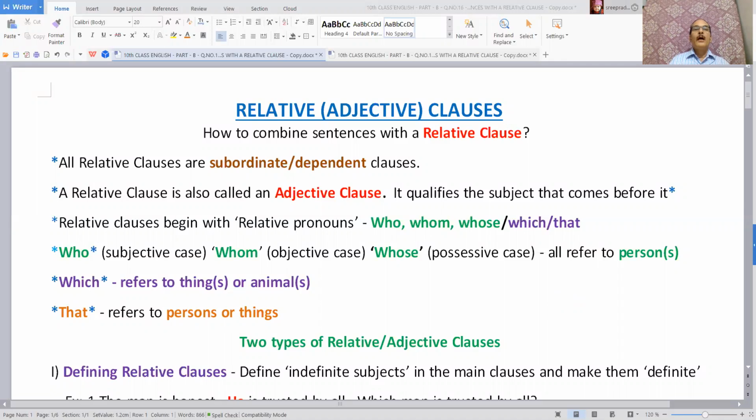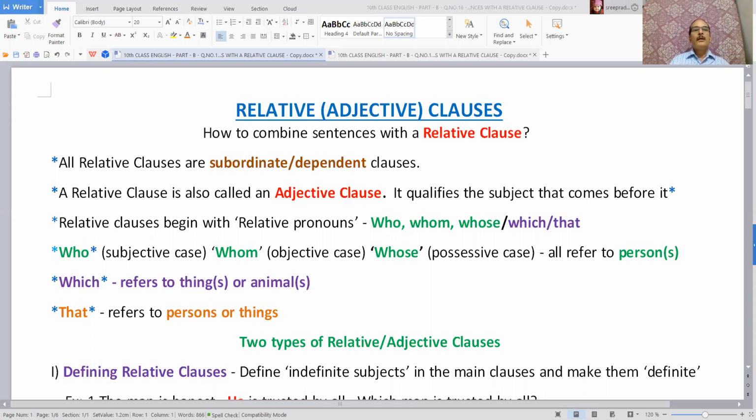Today, I would like to deal with relative clauses, which are also called adjective clauses, and how to combine sentences with relative clauses. So, this is the topic.